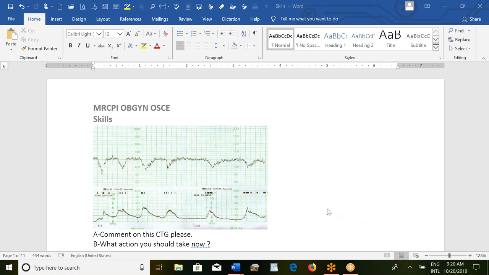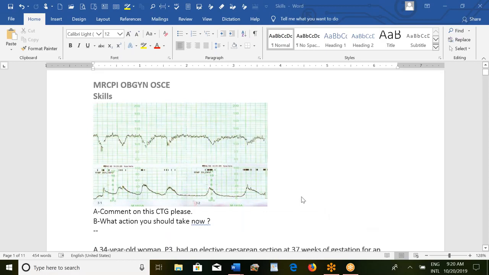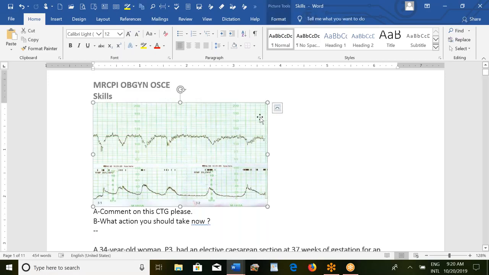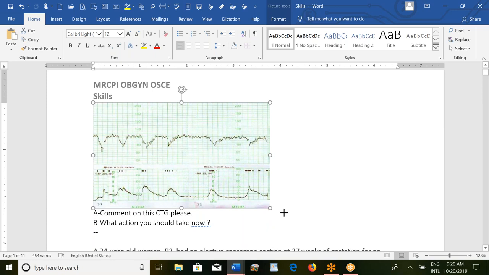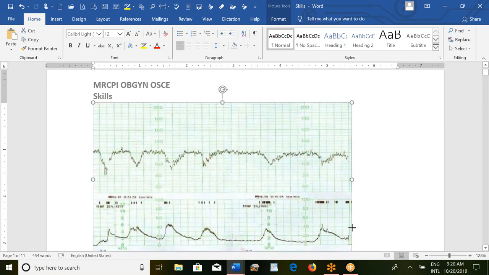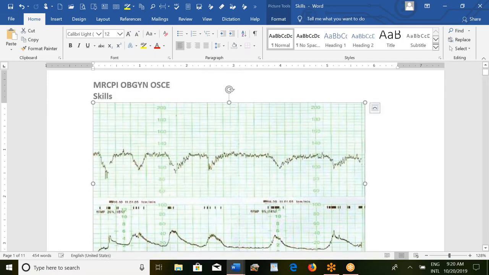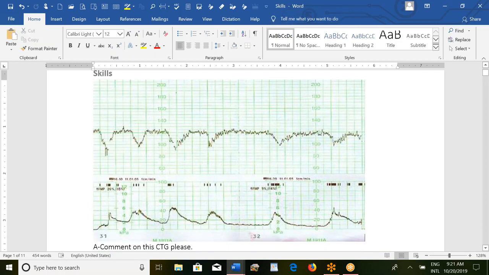Like for this first station, they will give you multiple tasks. Like if we have this CTG, they will ask you, can you comment on this CTG? So this is the CTG. They didn't give you any information on the patient. They just gave you the CTG, and they will ask you to comment on this one. So, what do you think? What's happening here?